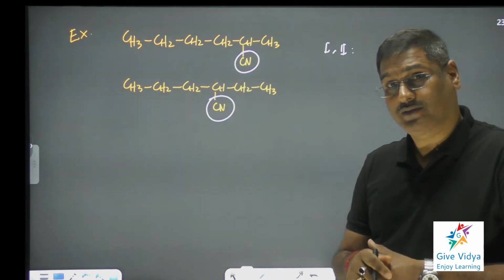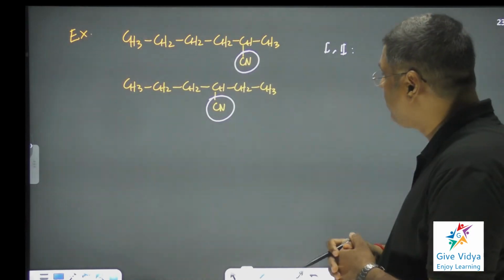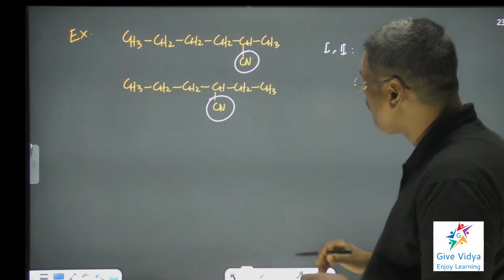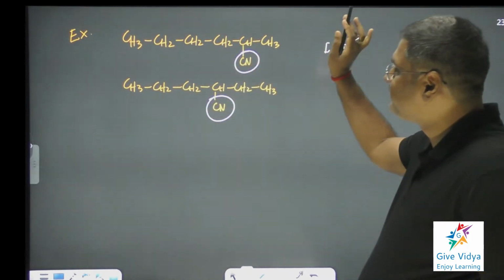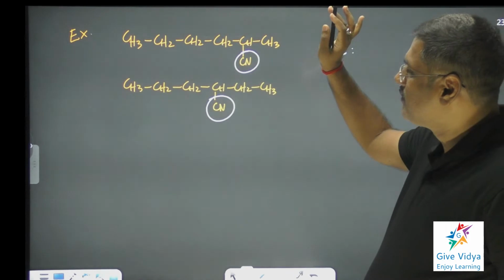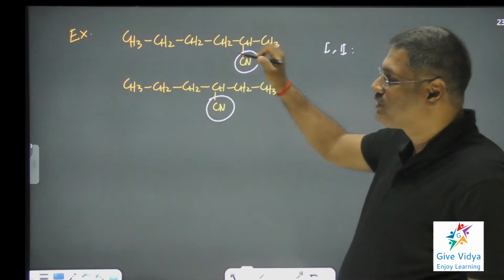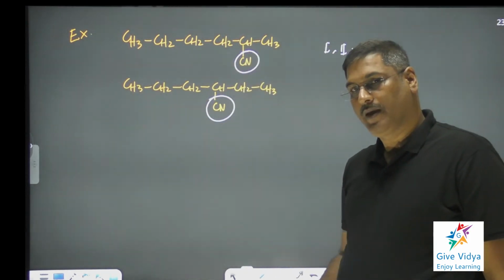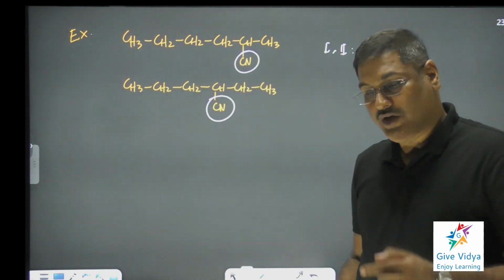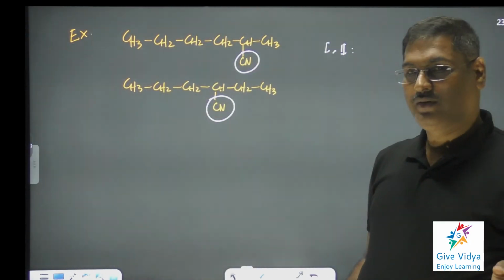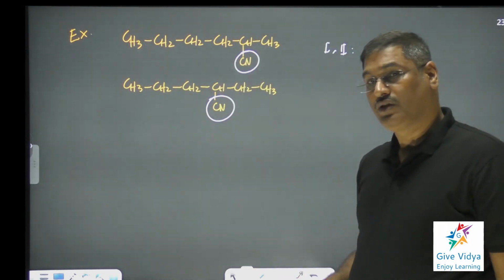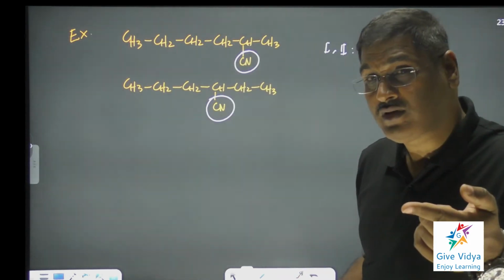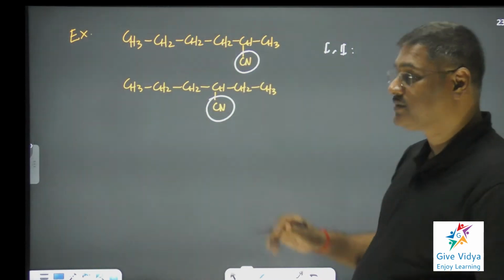Let's discuss. Here, we should not think that it is like this. Here the substituent is not CN. It is a part of the chain. And when you write like this, these two are chain isomers, not position isomers.